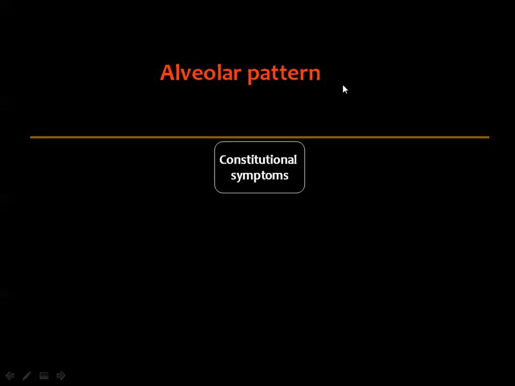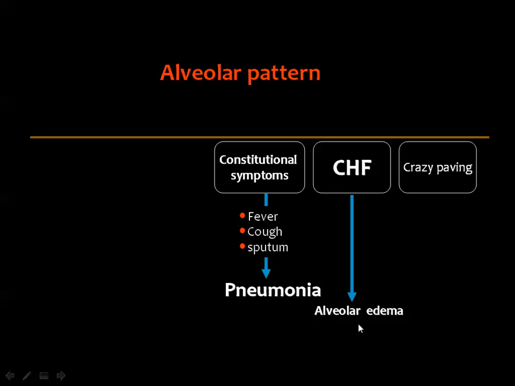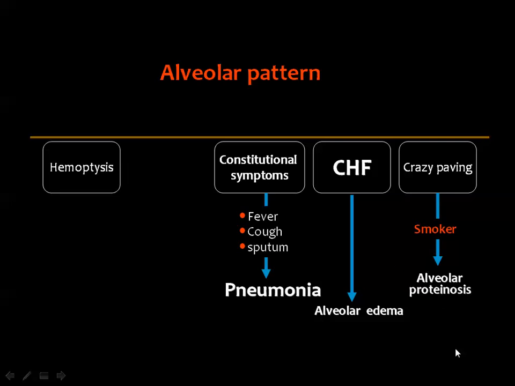Then we come to the alveolar pattern. If the patient has multiple patchy opacities and constitutional symptoms like fever, cough, and sputum, then the diagnosis will be pneumonia. If the patient is known to have congestive heart failure, then the diagnosis will be alveolar edema. If the patient shows crazy paving and is a smoker, then you diagnose alveolar proteinosis. If the patient has hemoptysis and is known to have one of the conditions associated with vasculitis, like systemic lupus or Wegener granulomatosis, the diagnosis will be pulmonary hemorrhage.